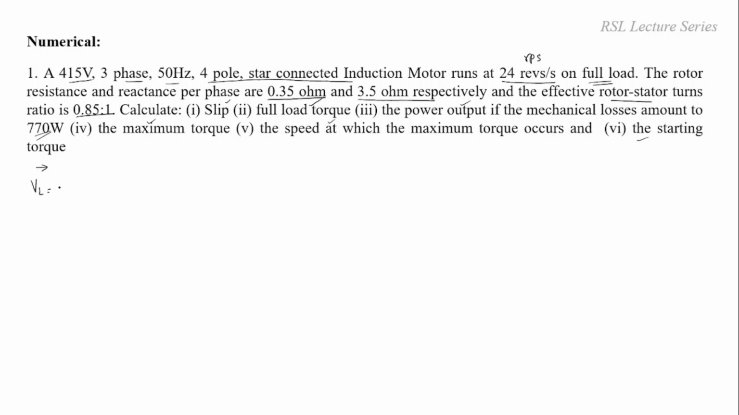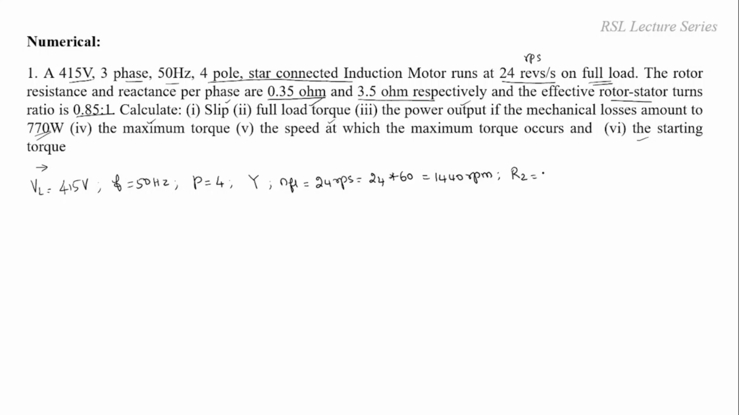The supply voltage, unless otherwise specified, we have to take as a line value. So the supply voltage line value is equal to 415 volts. Next the frequency f is equal to 50 hertz, and the number of poles P is equal to 4, and the motor is star connected. Then the speed corresponding to full load condition, that is full load speed, is equal to 24 RPS. We have to convert this into RPM, so we multiply it by 60. So 24 into 60 will give you 1440 RPM.